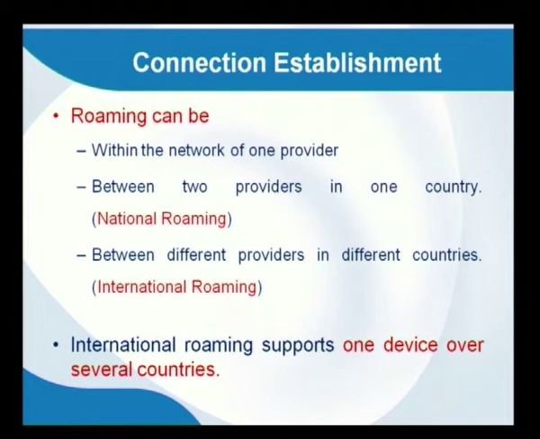So, now the concept of international roaming enables one device over several countries. So, without changing the SIM card, a user can roam around through different countries. We have discussed that the VLR updates the current location and it shares the information to the HLR. Now, the VLR uses several numbers to continuously locate the GSM user.